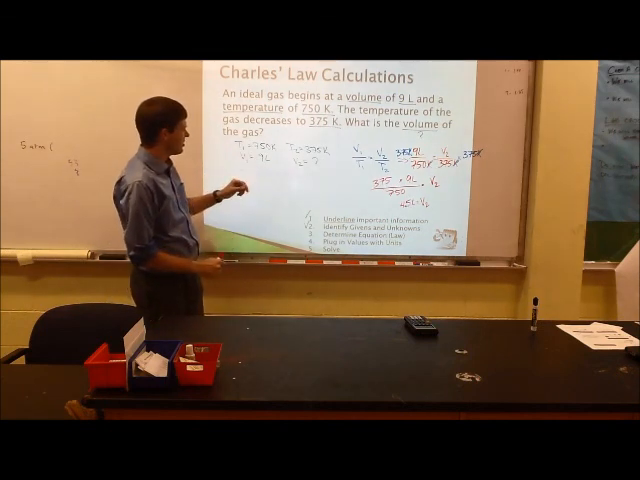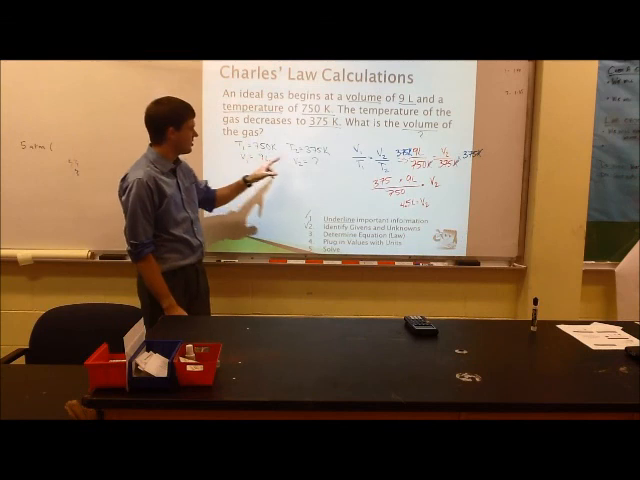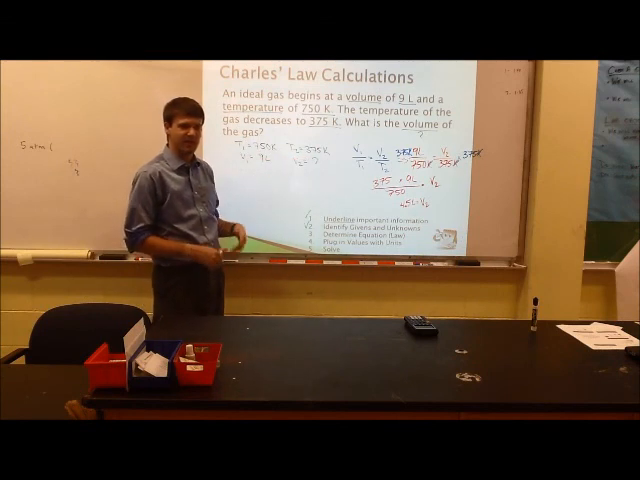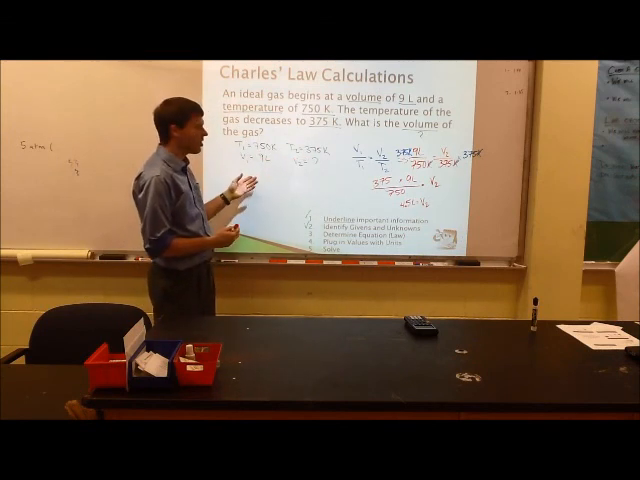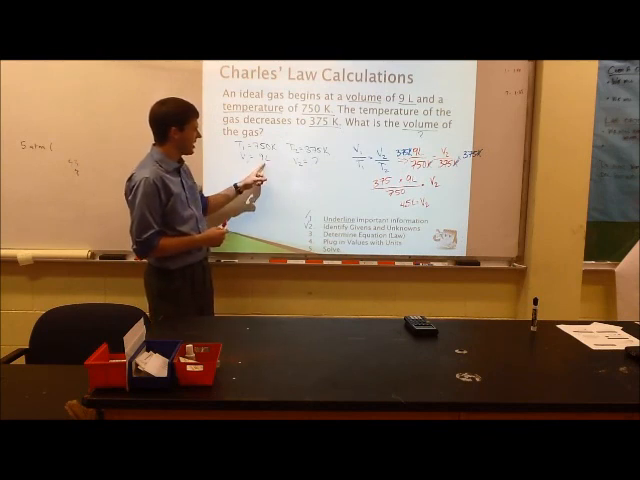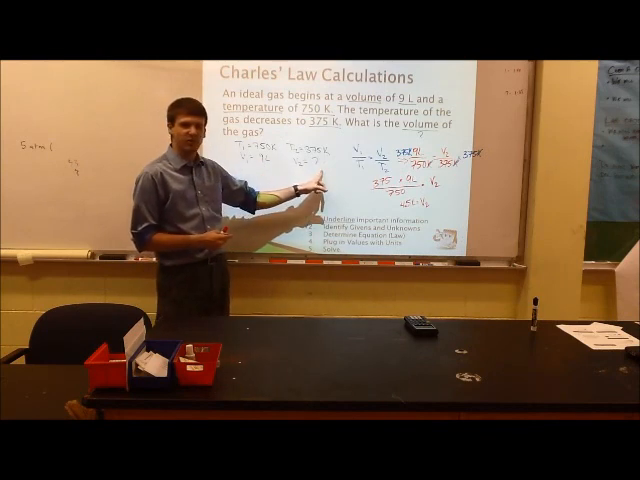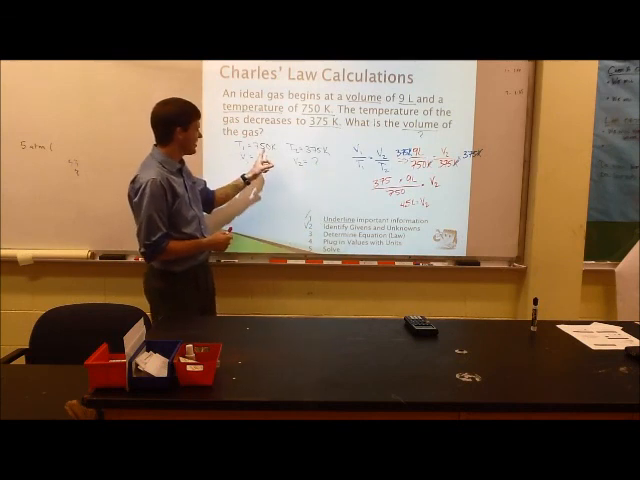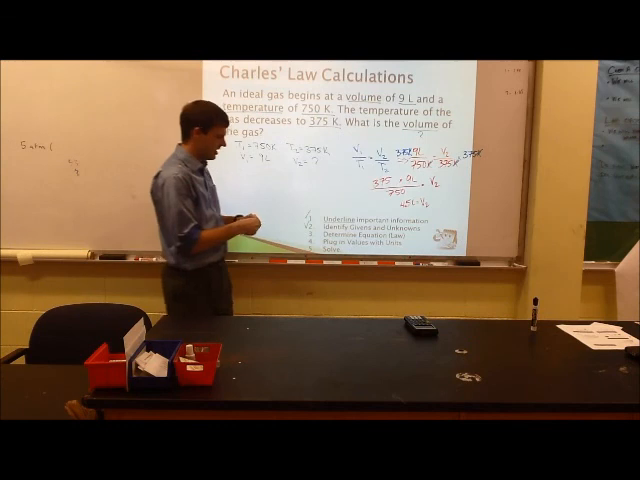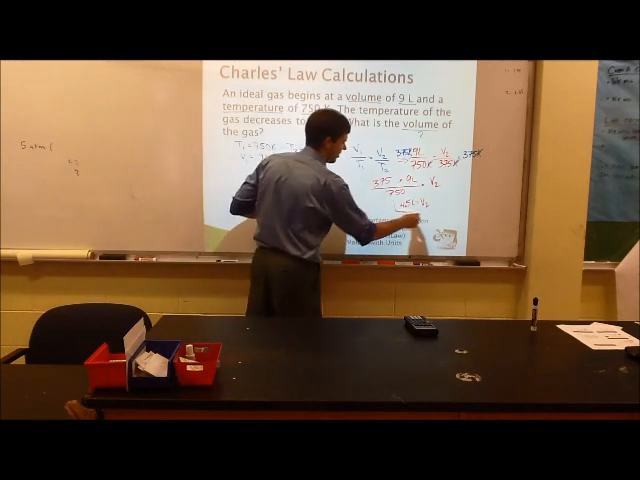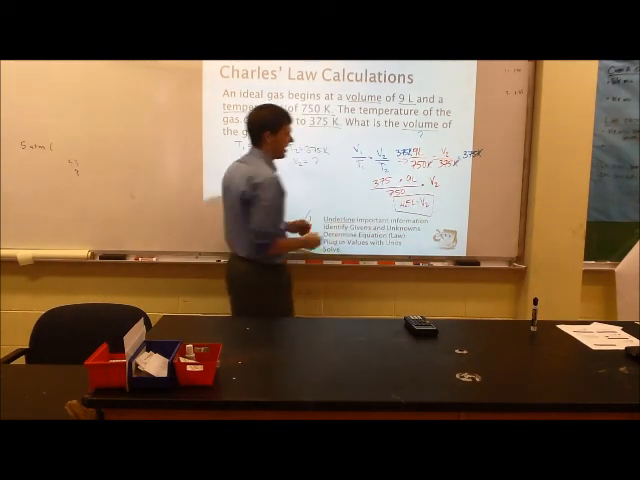Now to double check our answer, we said that temperature and volume are directly related. So we see that temperature goes from 750 to 375, meaning that it decreased. We would also expect, because of the direct relationship, that the volume would decrease from 9 liters to something smaller. In this case, because the temperature is halved, 9 liters is also halved, and gives us our final answer of 4.5 liters as our new volume.